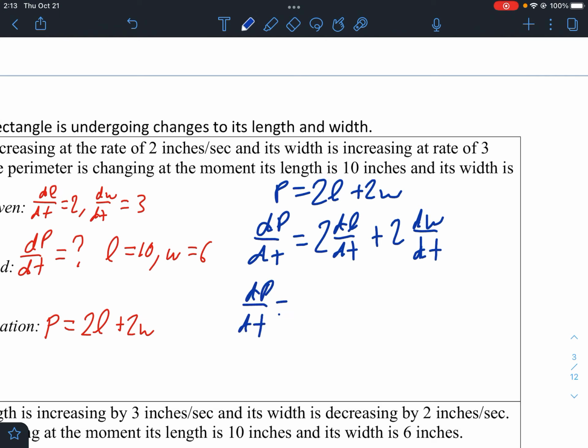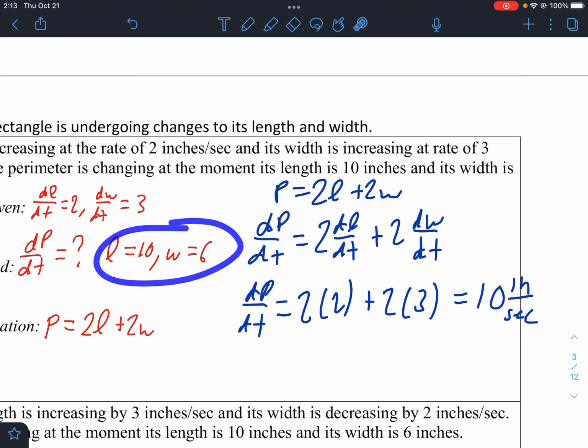So let's put in everything that we know. dL dt is 2 right now. dW dt is 3. So 2 times 2 plus 2 times 3 is 10 inches per second. All right, and then just like before, we want to write these answers out in sentence form. So a sentence could be, the perimeter of the rectangle is increasing at a rate of 10 inches per second when L equals 10 and W equals 6. Make sure you add that into your sentence.